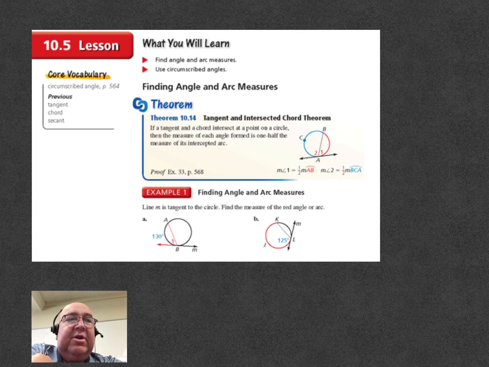Okay, in this assignment we're going to be looking at a tangent and chord theorem that says that the inscribed angle is equal to 1/2 of the arc. So measure of angle 1 is 1/2 of the arc AB, and the measure of angle 2 is going to be 1/2 the measure of BCA.